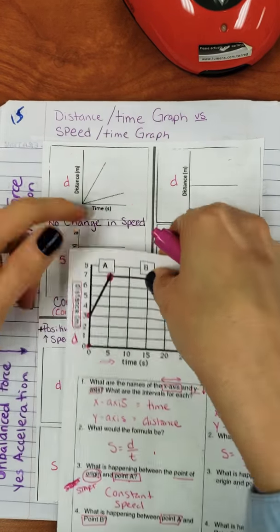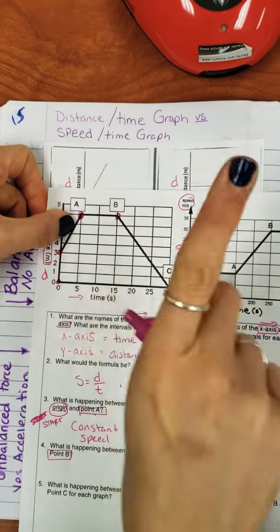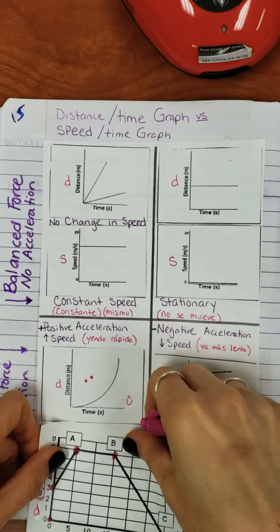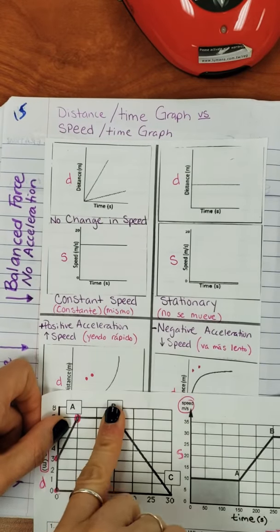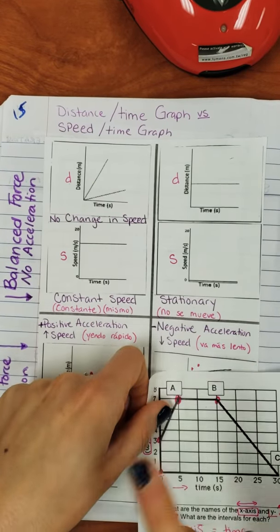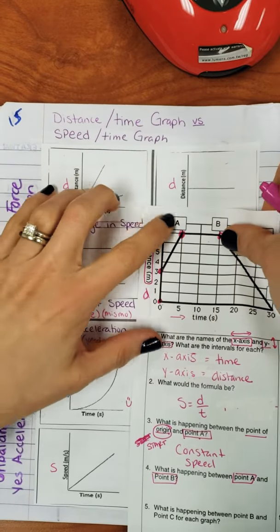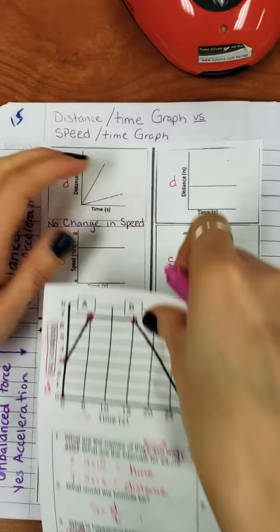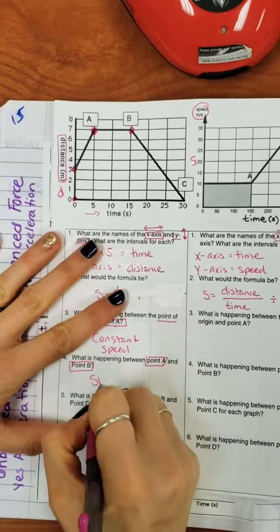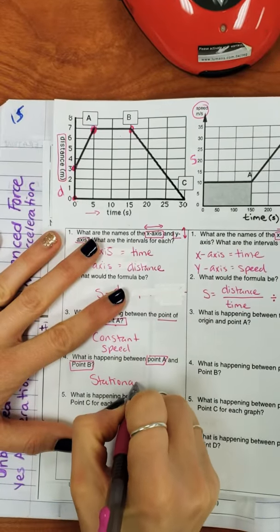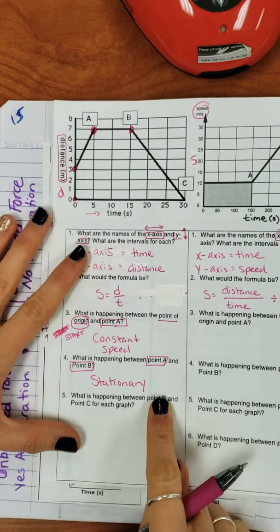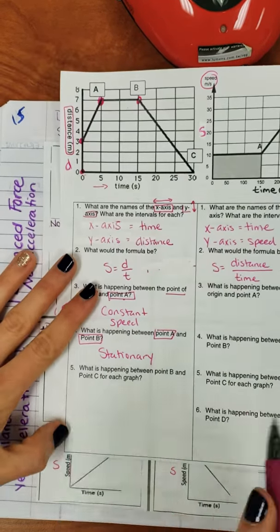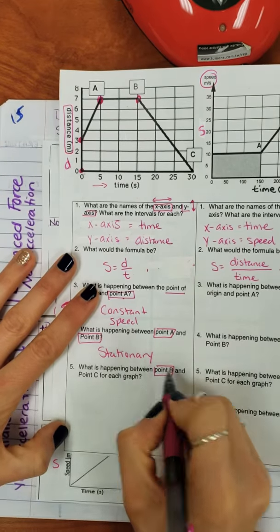So I'm going to hold this up here. Is that the same? No. Is that the same? Yes. Is that the same? Ooh, that's definitely not the same. Is that the same? No. So this one was the most the same. So what does it say? It is stationary. So this is stationary. All right, that's stationary.